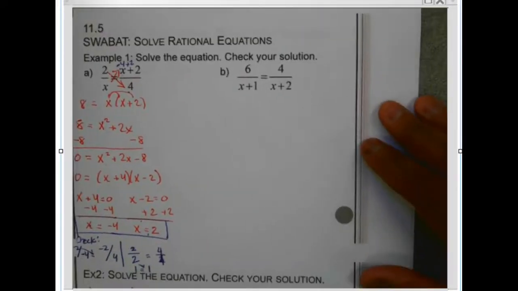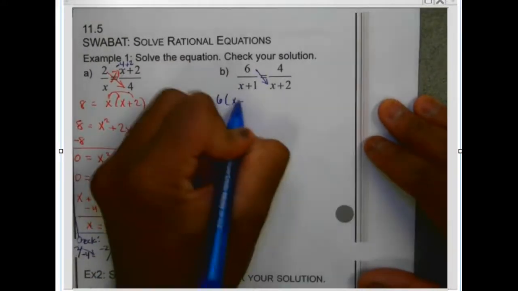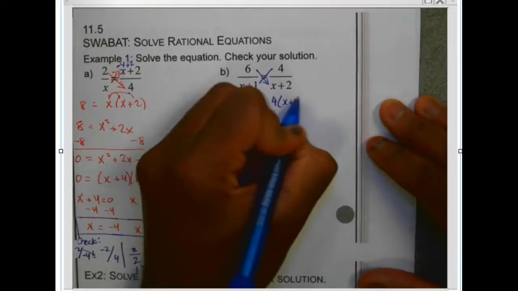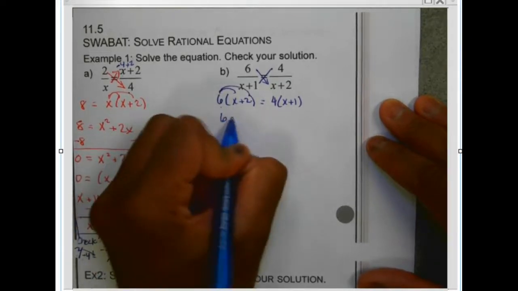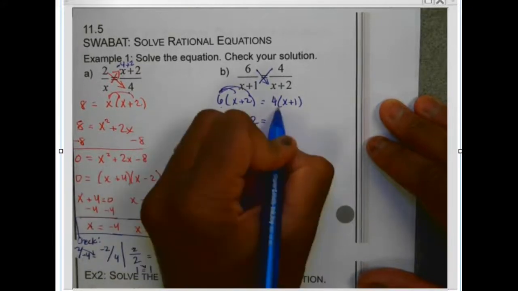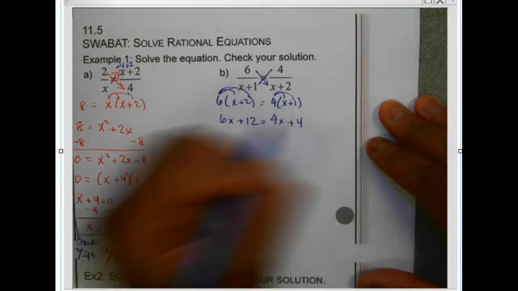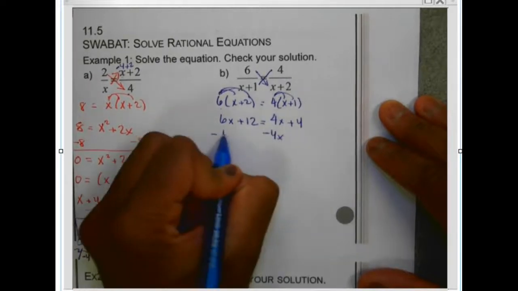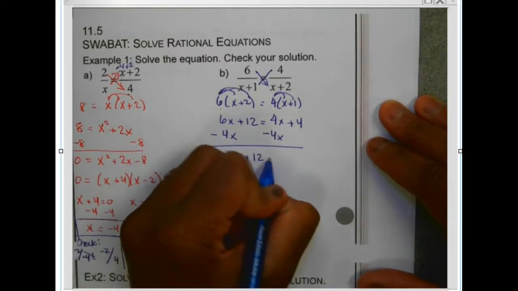Okay, cross multiply. Let's do it again for this next one. Cross multiply. So I'm going to multiply 6 times x plus 2, and I'm going to multiply 4 times x plus 1. And in order to solve this, I want to distribute first. So 6 times x is 6x. 6 times 2 is 12. Equal to 4 times x is 4x, and then 4 times 1 is 4. Let's get everything on one side. I'm inclined to move the 4x, so I'm going to subtract it on both sides, and I get 2x plus 12 is equal to 4.